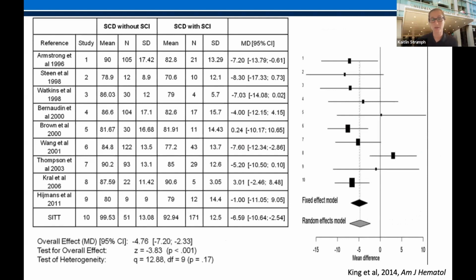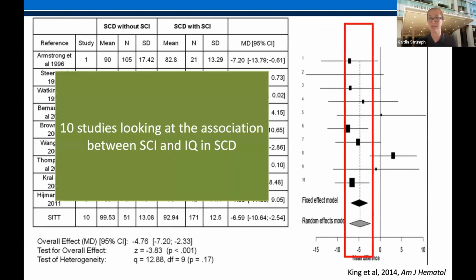This was a more recent study done in 2014, a meta-analysis looking at the majority of studies in children with sickle cell disease that reported full-scale IQs and the presence of silent infarcts. It included 10 publications, and on the right you can see the results of the fixed and random effect models, showing the mean difference in full-scale IQ between children with sickle cell disease with and without silent infarcts. You can clearly see the 5-point difference in IQ when analyzing the 10 studies. So this was the data I was talking about that shows the decrease of 5 IQ points in patients who have silent infarcts.